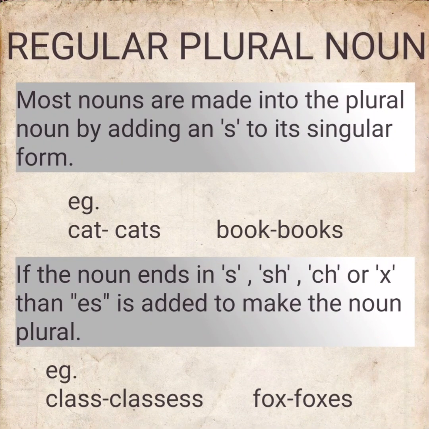Now the next set of the noun is the regular plural noun. Most nouns are made into the plural noun by adding an s to the singular form. For example, cat becomes cats and book becomes books. Likewise, if a noun ends in s, sh, ch or x, then we add es to make the noun plural. For example, class becomes classes and fox becomes foxes.